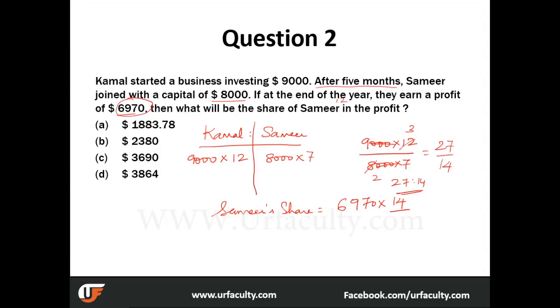And what is the total share? And how do you arrive at that? It is 41. You just need to put 27 plus 14, 41. So this is how you calculate it finally, because 14 out of 41 is actually Samir's share. And what is Kamal's share? 27 out of 41 is Kamal's share. In the question they are asking for Samir's share, and hence the answer is 2380. Here's your answer.